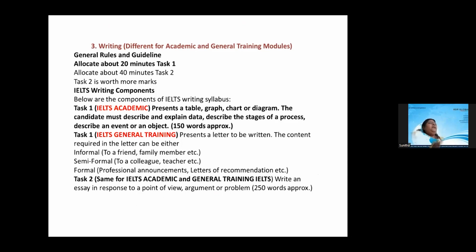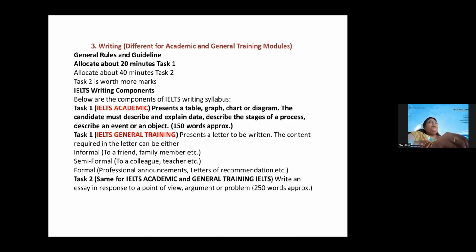And the writing task. See, basically task 1 in academic IELTS presents a table, graph, chart, or a diagram. The candidate must describe and explain the data, describe the stages of a process, or describe an event or an object. So they have to write approximately 150 words, and the given time is 20 minutes.